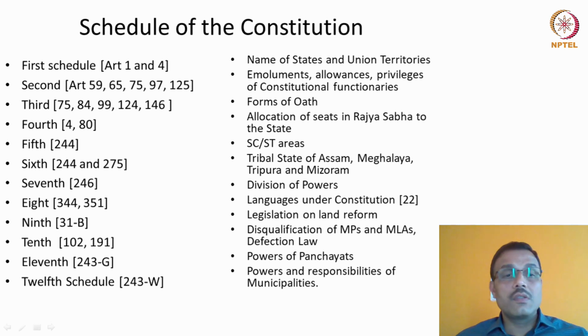in the third schedule. Coming to the fourth schedule of the Constitution, friends, it is about the allocation of seats in the Rajya Sabha to the states and the union territories, and these are pertaining to Articles 4 and 80 of the Constitution of India.